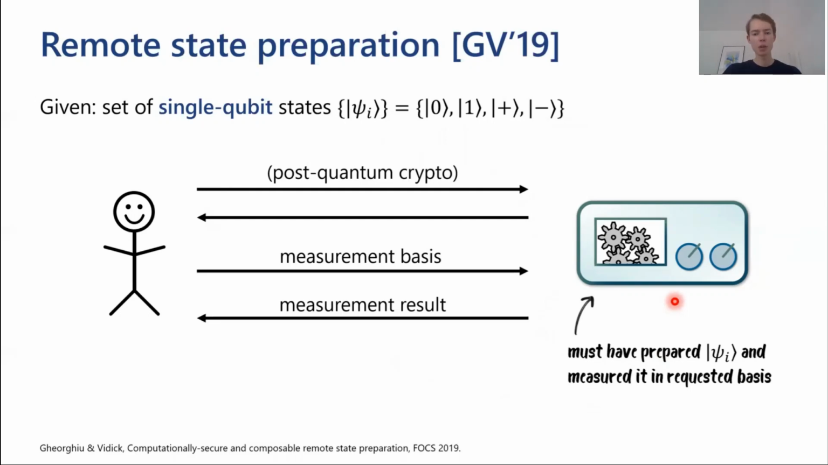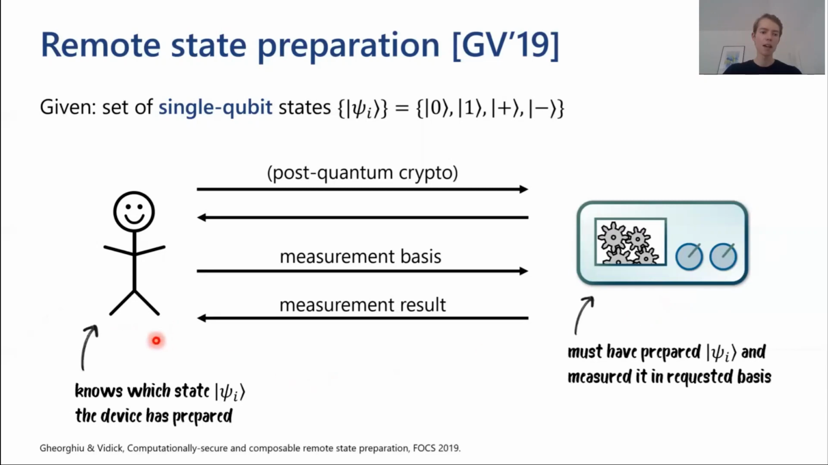Now, one additional requirement that we will use in the self-testing protocol for EPR pairs is what is called blindness. So this means that the verifier, the classical user here, knows which one of these 4 states the device has prepared, but the device itself actually doesn't know. So it prepares these states blindly, in the sense that it doesn't know what it actually has prepared. And the reason that this is possible is because we use post-quantum crypto here, and the device cannot break this crypto.